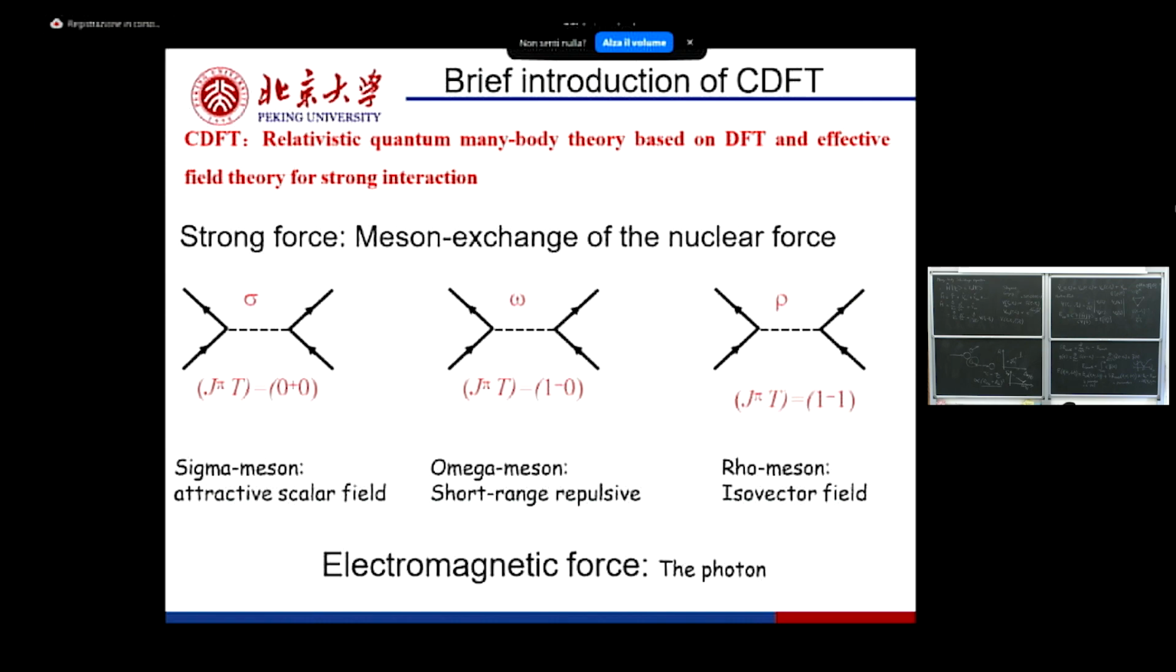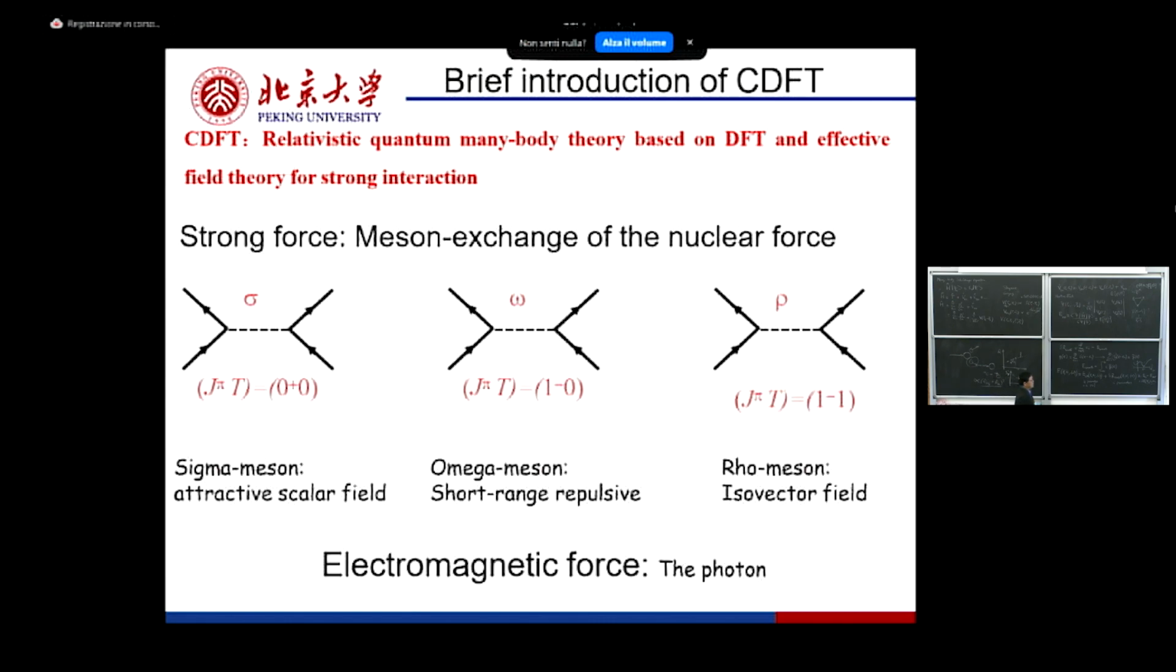We have, for example, the sigma meson, which is a scalar meson, which takes care of the attractive part of the nucleon-nucleon interaction. And then the omega meson, which is a vector meson, which is responsible for the short-range repulsive interactions. Then we have the isovector rho mesons, which take care of the difference between protons and neutrons. So essentially, using these three mesons, we can build up the Lagrangian for the nuclear systems.